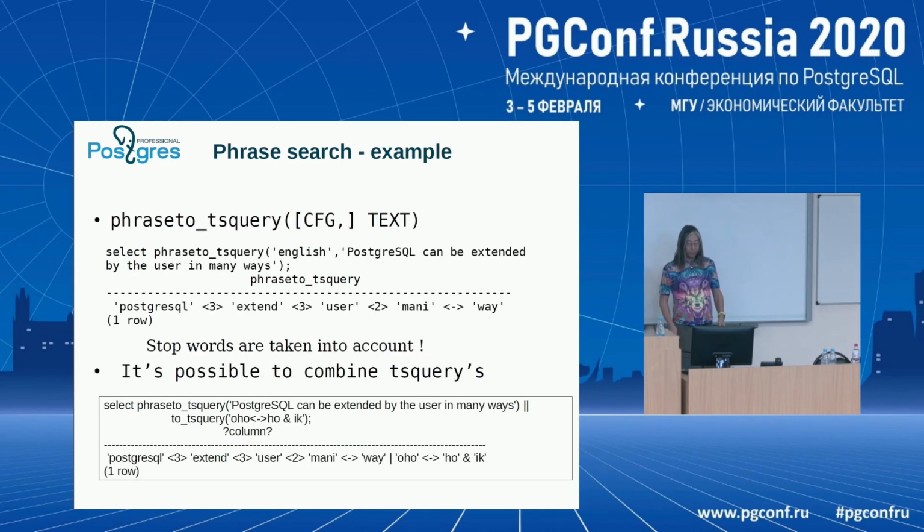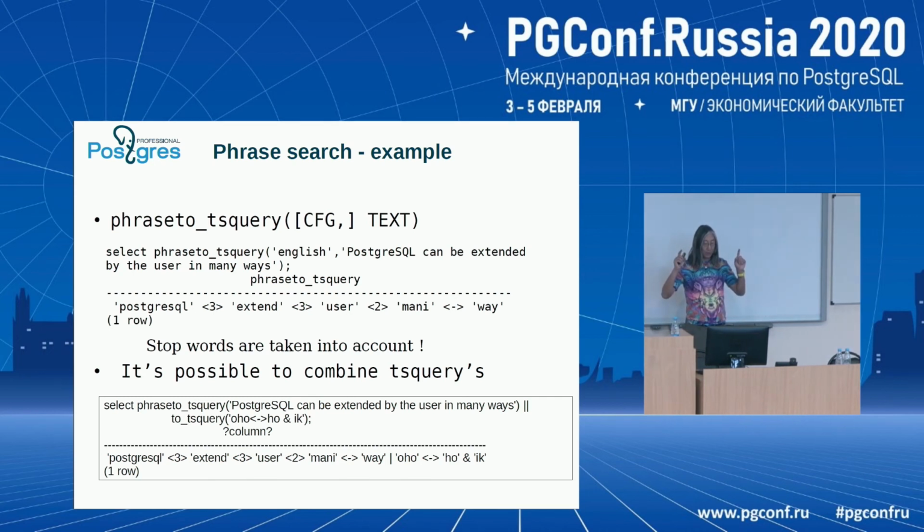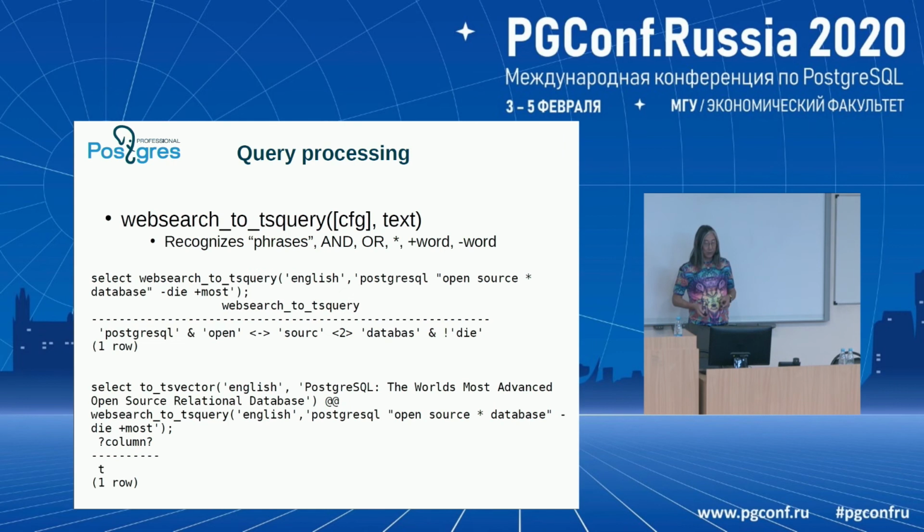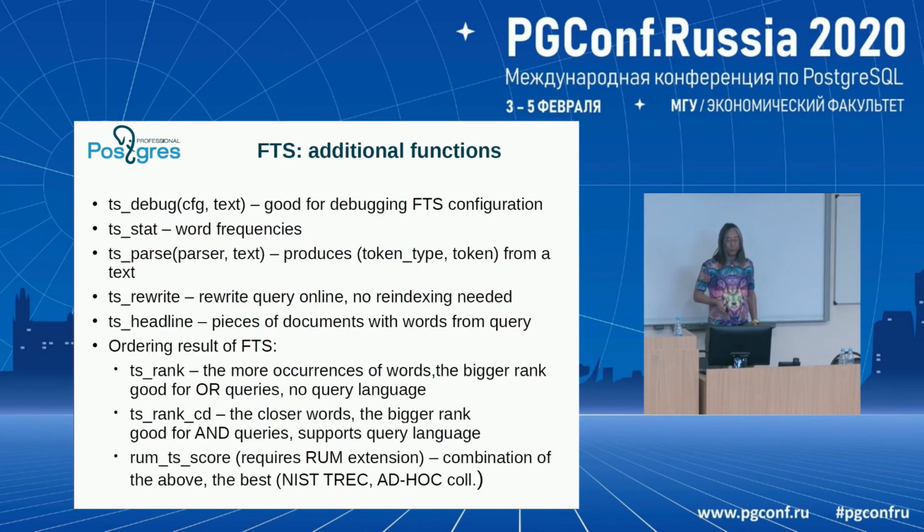We also have phraseto_tsquery. You can put in this function, and everything that was written there would be recognized as a phrase. And there is websearch_to_tsquery for those who are more familiar with the Google search language. You write it like that, and then you get the result just like at Google.